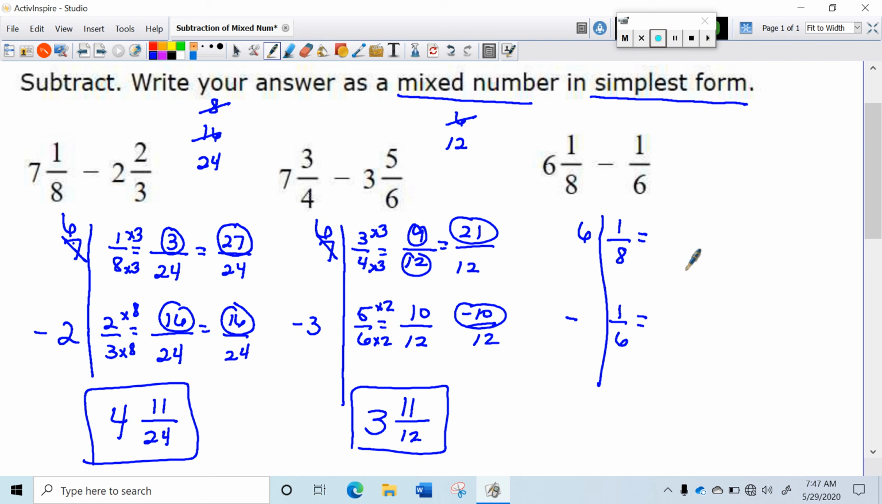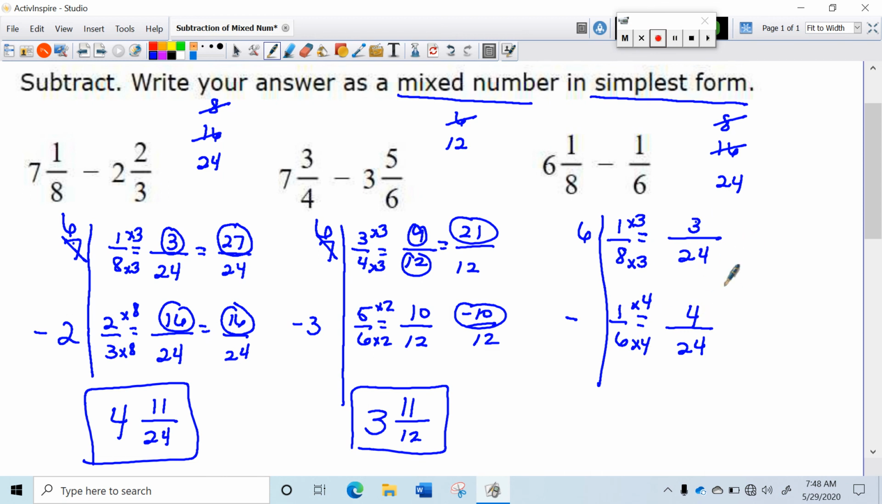Okay, start with the largest number, 8. I cannot do 8 divided by 6, so add that to itself. 8 plus 8 is 16. I cannot do 16 divided by 6, so add it again. 16 plus 8 is 24. 24 divided by 6, I can do that. So that's the common denominator. So 24 divided by 8 is 3, so I'm multiplying by 3. 1 times 3 is 3. 24 divided by 6 is 4, so I'm multiplying by 4. 1 times 4 is 4.